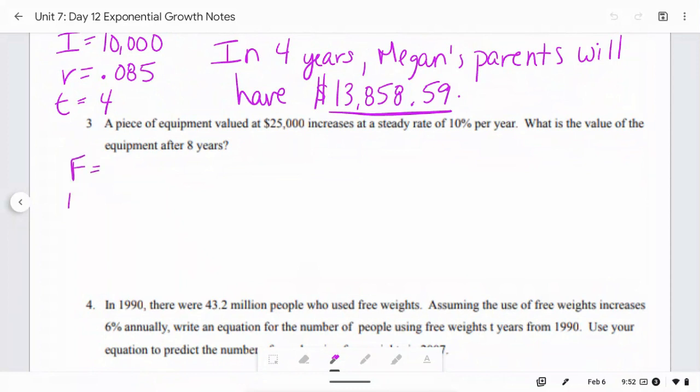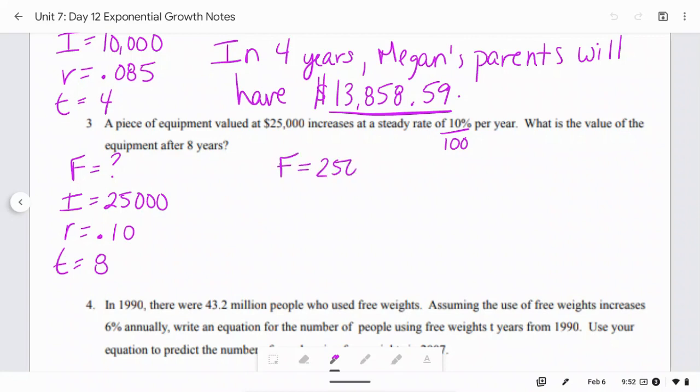So again, I'm going to define my variables, F, I, R, and T. Since I'm looking for a final amount, that would be my question mark. The initial amount is $25,000. And then I'm going to divide 10% by 100 to get the decimal, which is 0.10. And T would be 8 years. So my equation is F equals 25,000, parenthesis 1 plus 0.10 to the 8th power.